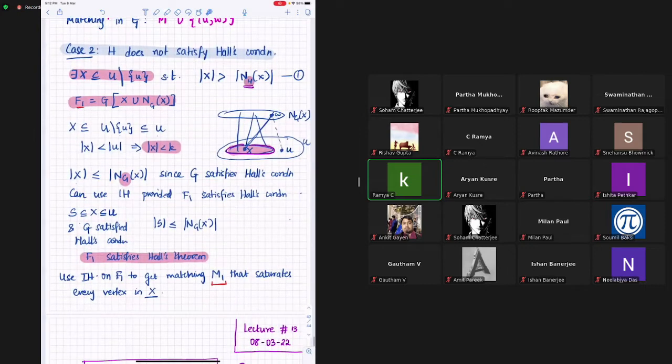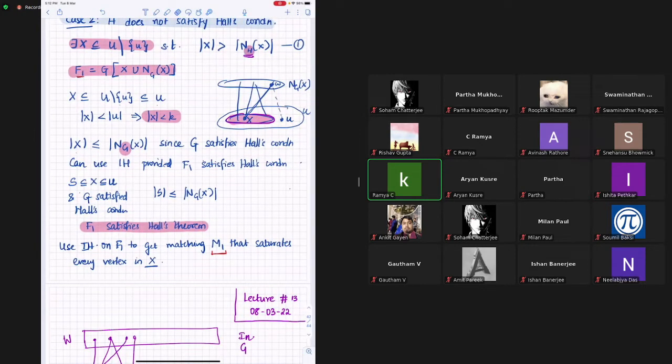So I should not have written here Hall's theorem. I should have written Hall's condition. What does that mean? It means that whatever set you take, you will not be able to find a set that has more cardinality than its neighbors. Hall's condition. So now you can use induction on F1. This immediately will tell you that you can find a matching M1. But the only problem is this will only saturate every vertex in X. So this portion you will have covered.